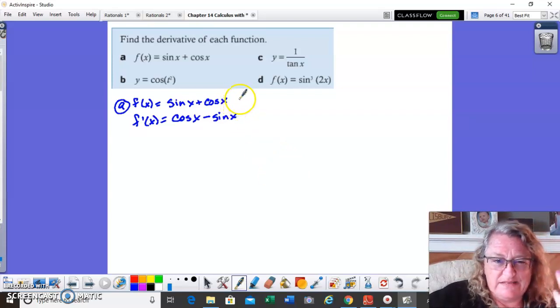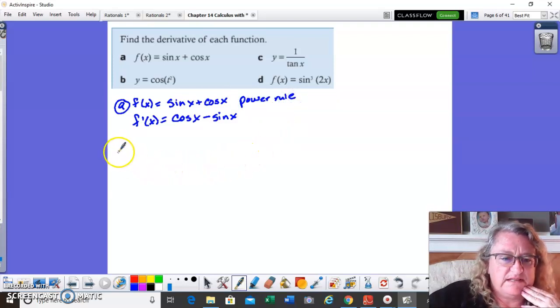Okay, here we basically use the power rule, I guess you would say. We really use the sum or difference, but we'll call it the power rule because that's kind of what it most looks like.